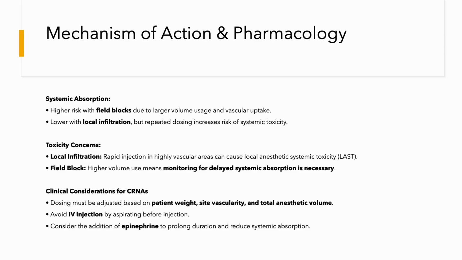As far as systemic absorption goes, there's higher risk with field blocks due to the larger volume usage and vascular uptake. It is lower with local infiltration, but repeated dosing increases the risk of systemic toxicity, as you would imagine. With local infiltration, a rapid injection in highly vascular areas can cause toxicity, whereas with the field block, the higher volume use means monitoring for delayed systemic absorption is necessary. If we're injecting a large amount in one single area, sometimes that large amount can be absorbed and cause toxicity. So remember, all of our dosing is adjusted based on patient weight, site vascularity, and total anesthetic volume.